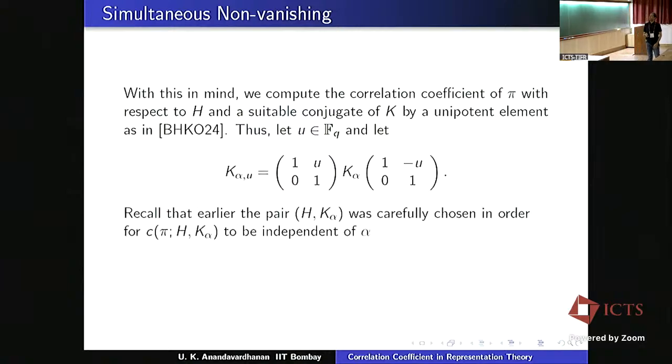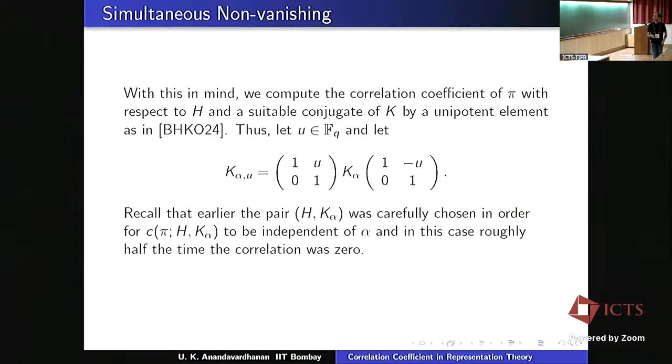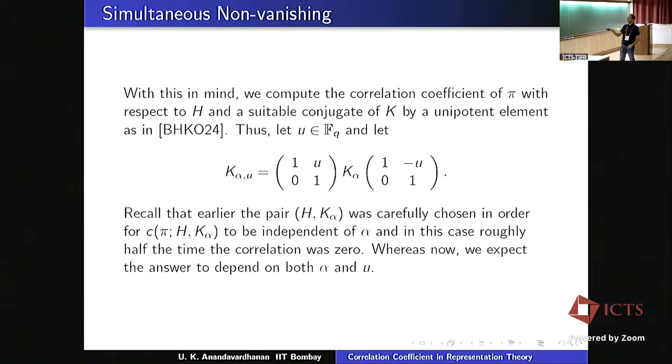So earlier, the pair was carefully chosen in order for this to be independent of alpha. And in this case, roughly half the time, the correlation was zero. Whereas now, of course, we made the embedding kind of bad, and therefore the answer will depend on all possible things. We expect it to depend on both U and alpha, and it will. So here is the result.